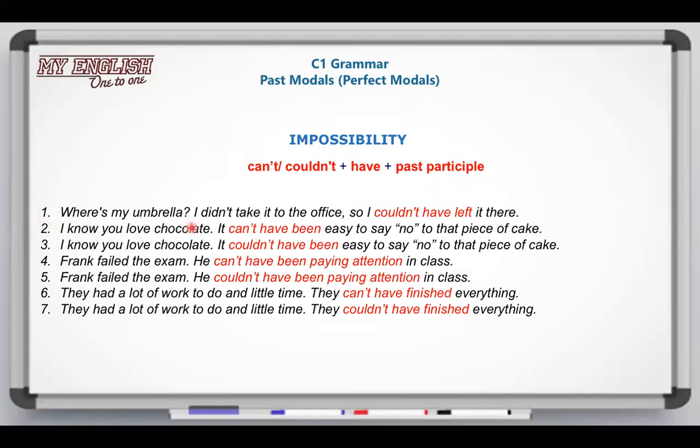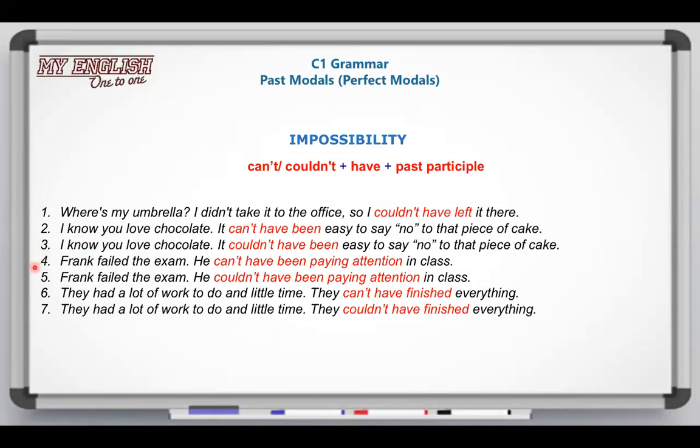Sentence number 1. Where's my umbrella? I didn't take it to the office, so I couldn't have left it there. Sentence number 2. I know you love chocolate. I can't have it, so it can't have been easy to say no to that piece of cake. Number 3, I know you love chocolate. It couldn't have been easy to say no to that piece of cake.